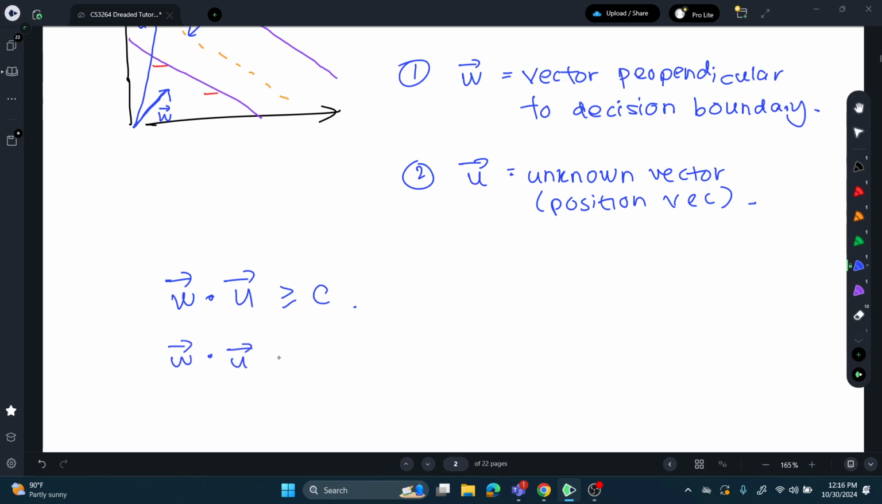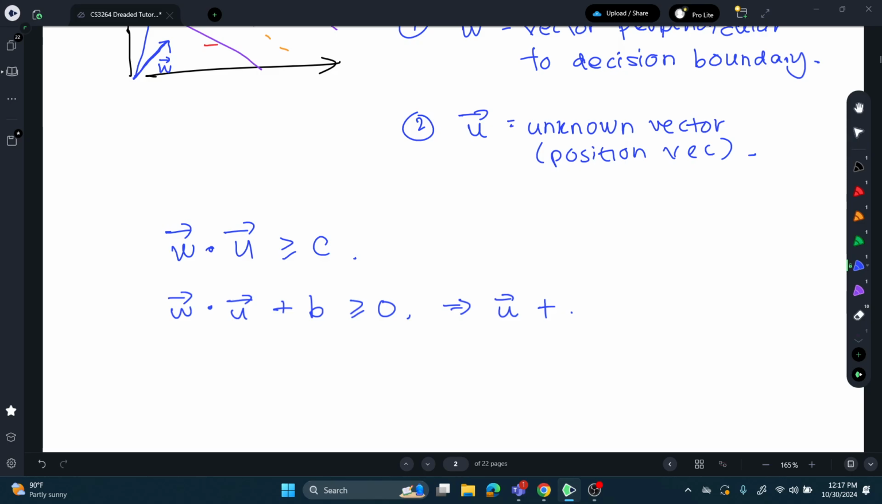Let me just call this B for now. So I can say this can be something like this. Okay? Where B and C are just constants normally. If I shift the C to the left side, then B is equal to negative C and that's it. Okay? So this is now my decision boundary. If I take a factor, I dot product with W, I plus B. If it is greater than equal to 0, then I will set U to be a positive sample. So I take a point U. If I dot product plus B, if this is greater than equal to 0, I will set this as a positive sample. If it's less than 0, then I would set this as a negative sample. Okay? Any questions?